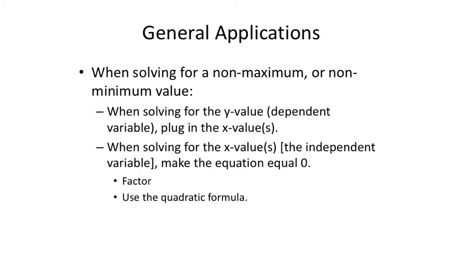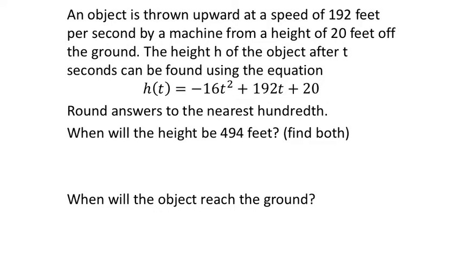Okay, so an object is thrown upward at a speed of 192 feet per second by a machine from a height of 20 feet off the ground. The height h of the object after t seconds can be found using the equation. Round answers to the nearest hundredth, if we need to. When will the height be 494 feet? It should happen twice. When will the object reach the ground?